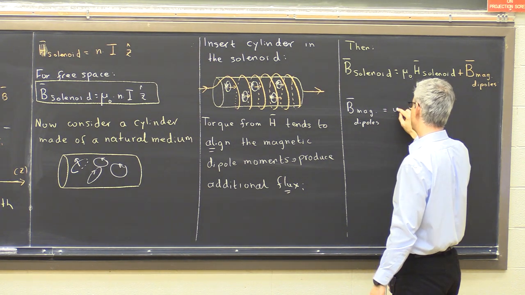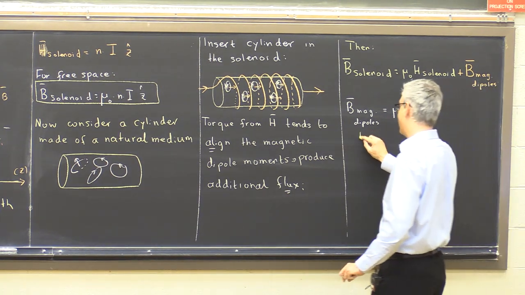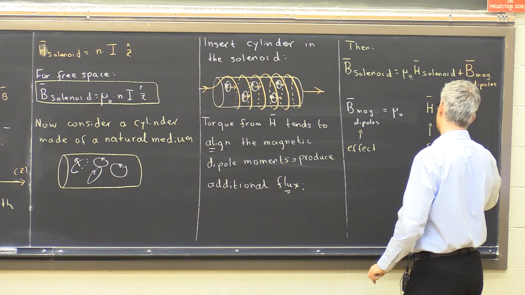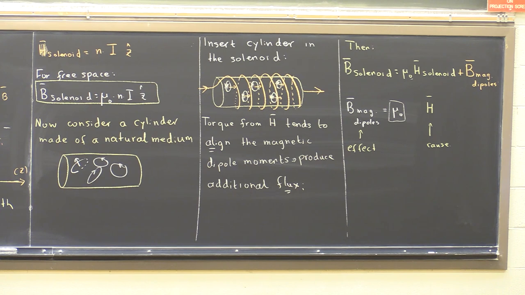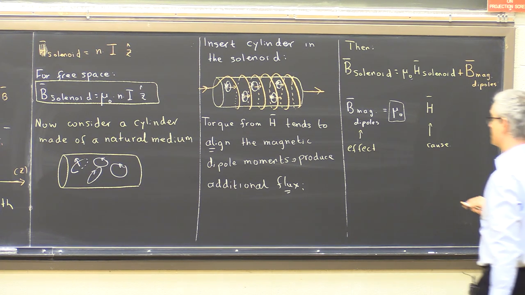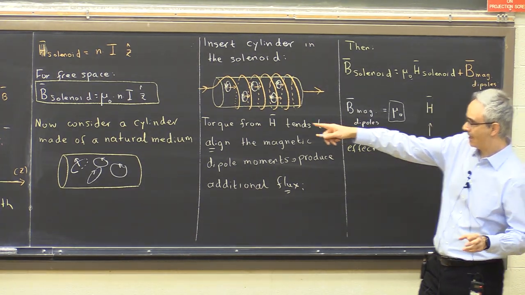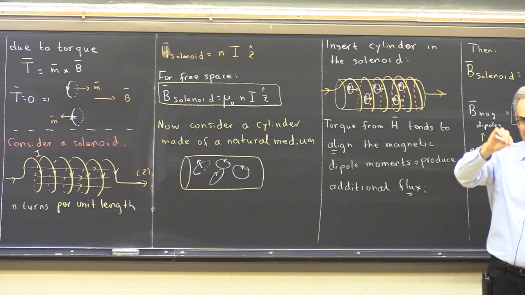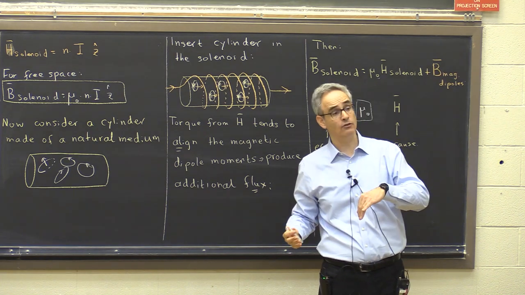is equal to mu naught, we use the same constant here, and then the effect, the cause. So this is the effect, which is the flux. This is the cause, which is the magnetic field. This is the constant that I would have in free space. And now, in addition to that constant, I have another parameter that describes how the medium behaves, and it's characteristic of the medium because, as you see here from the relation between the torque and the M, you may have alignment or misalignment. So this magnetic flux may actually reinforce the external magnetic flux or counteract the magnetic flux.